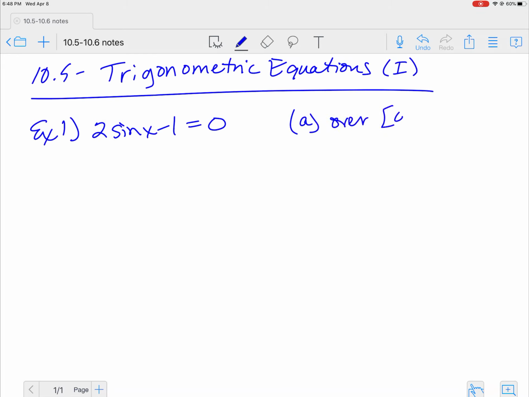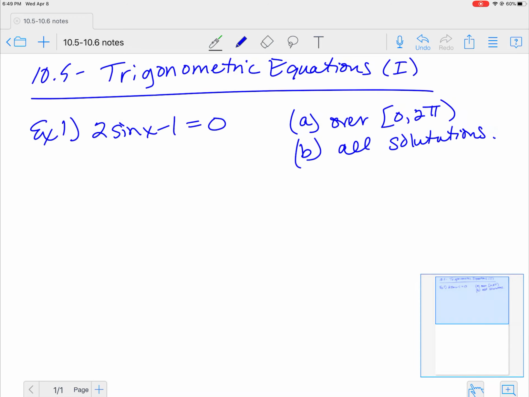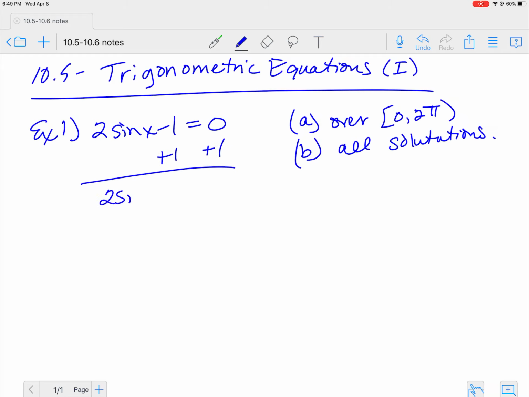Here's example 1. We'll start here with 10.5 and then we'll obviously go to 10.6. I have 2 sine x minus 1 equals 0. Now, I have two parts here. I am first going to figure out what my answer is over the interval from 0 to 2 pi, and the second part is going to be all solutions. Whenever I'm looking at this, we're going to start off solving the same way, but then the question is going to be how many answers we end up having.